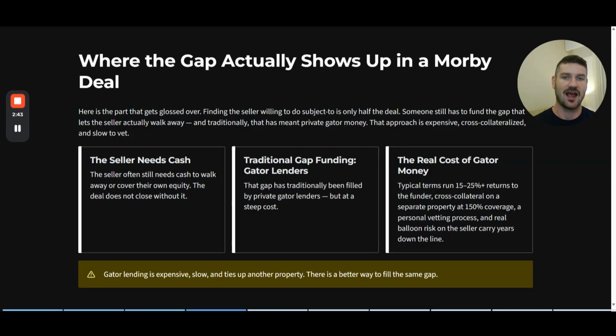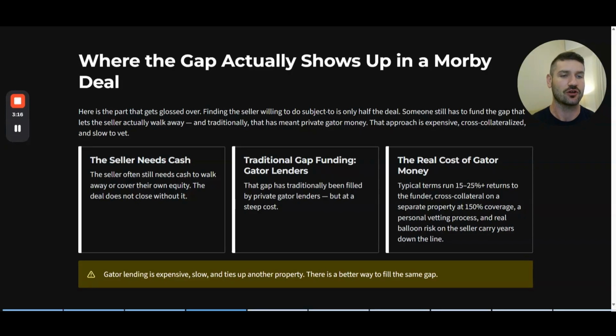Traditional gap funding is gator lenders. The gap has traditionally been filled by private gator lenders, but at a steep cost. They're underwriting your track record. They need cross-collateral in many cases. They're not going to go second position without a great relationship and without a great track record. And the real cost of gator money is that terms typically run 15 to 25% returns to the funder. So that could be over 6 months of a flip. If you annualize that, it's 30 to 50% cost.